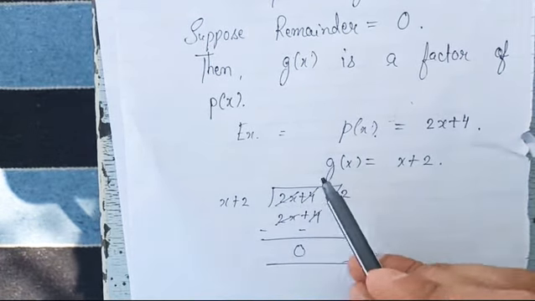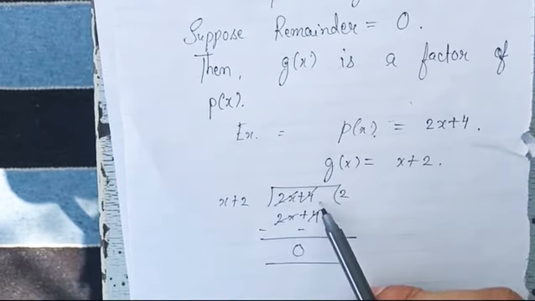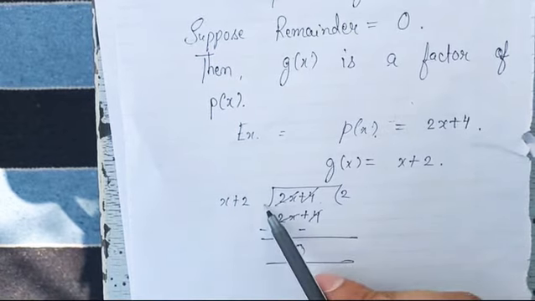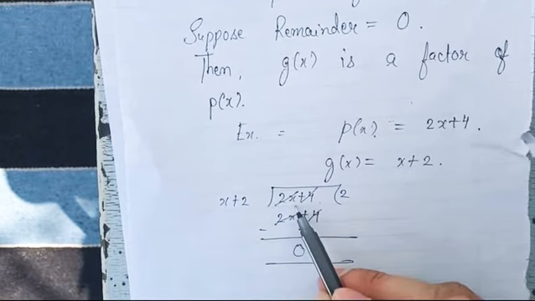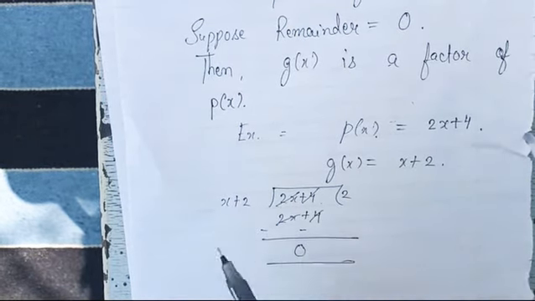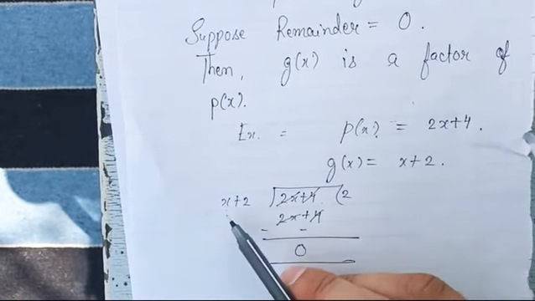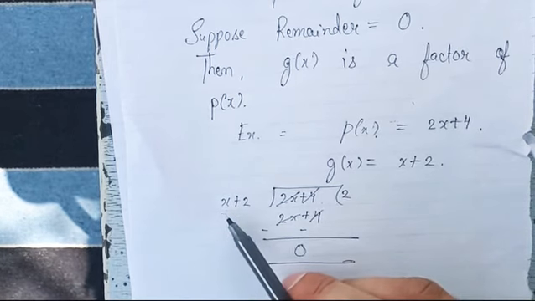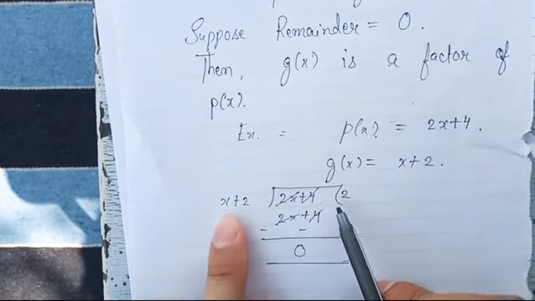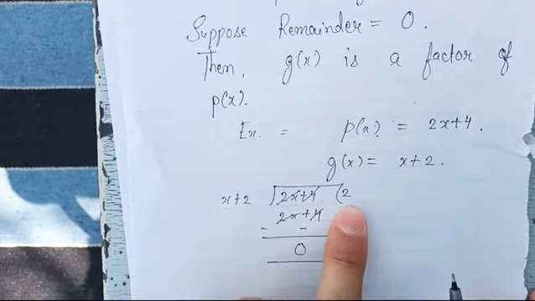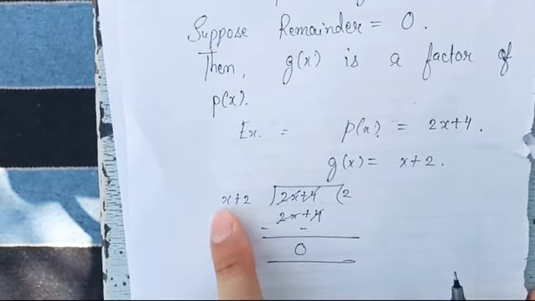How to divide the polynomials, that is the main thing. Here 2x plus 4 is written, here x plus 2. First of all, look at the first terms only. The first term here is 2x, and here x only. So x should be multiplied by 2 in order to make it 2x. If x is multiplied by 2, we get 2x.